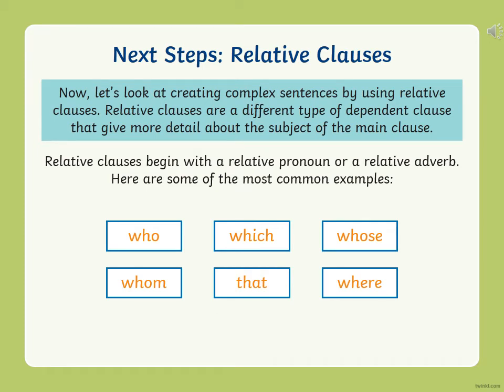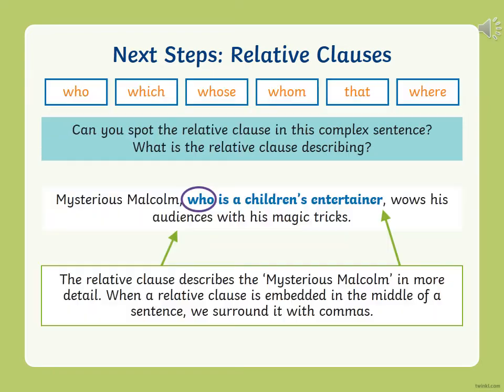Now, how can we create complex sentences using relative clauses? Relative clauses are a different type of dependent clause that give more detail about the subject of the main clause. Relative clauses begin with a relative pronoun or a relative adverb. These are some examples of the most common ones: who, which, whose, whom, that, and where.